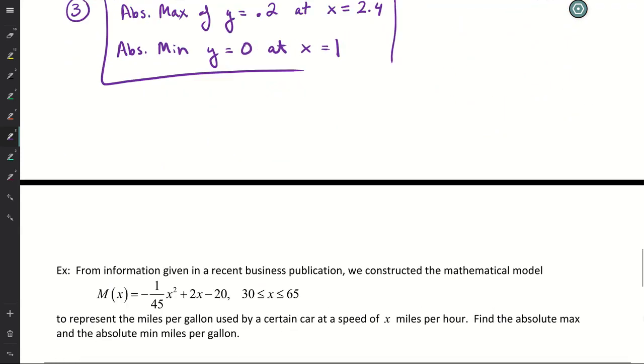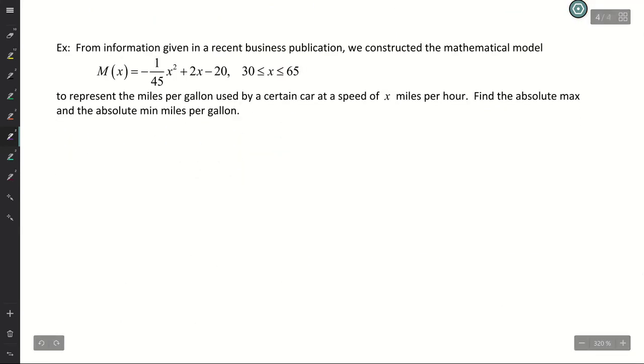All right. So finally, to end this section, what I want to do is look at an application problem so you can see the actual usage of this type of question. This one says, for information given in a recent business publication, we constructed a mathematical model, and they gave it to us, in a closed interval from 30 to 65. This model represents the miles per gallon used by a certain car at a speed of x miles per hour. It says find the absolute max and the absolute min miles per gallon.